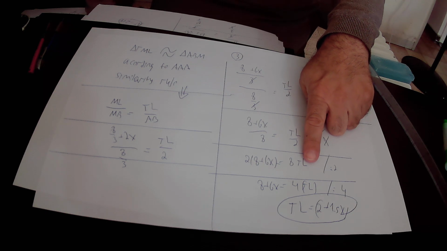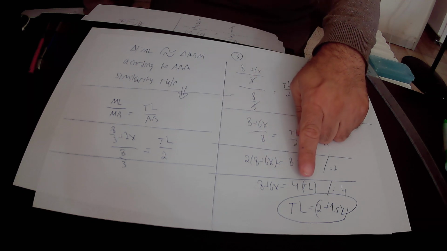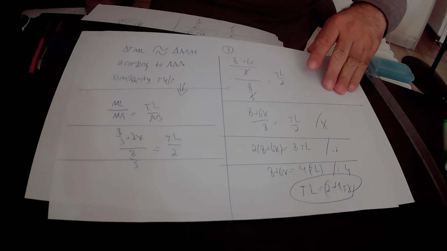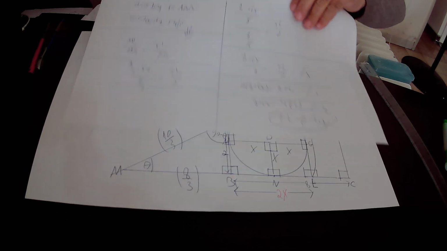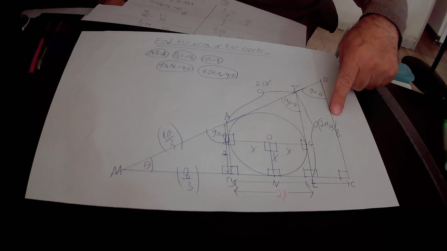We divided this equation by 4, and finally we found out that TL equals 8 over 4, which is 2, and 6x over 4 is 1.5x. In conclusion, we found out that TL equals 2 plus 1.5x. Here, this line segment TL equals 2 plus 1.5x.